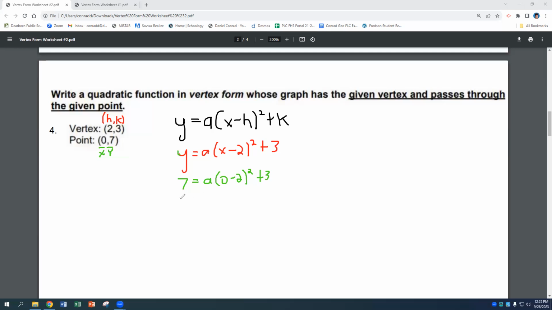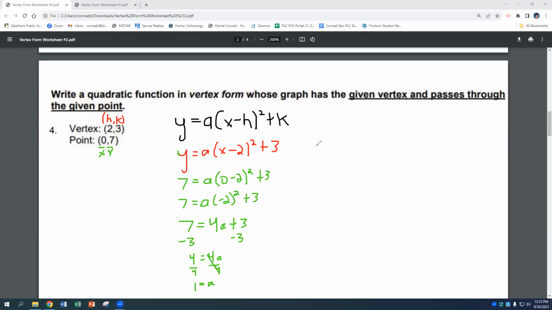Right, and then 0 minus 2 is -2, squared. Right, 0 minus 2 is just -2. And then -2 squared is a positive 4. So it's a times 4, which I'm going to write as 4a. I can subtract 3 on both sides. And now I get 4 equals 4a. And I can divide both sides by 4. And I get 1 equals a.